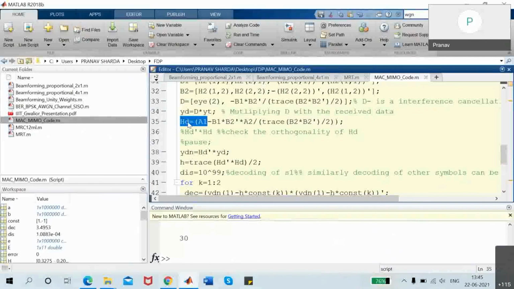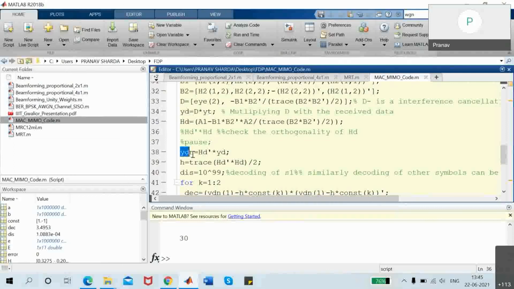HD equal to defines a variable, matrix HD, A1 minus B1 B2 Hermitian into A2 by trace of B2 B2 Hermitian by 2, right? And then we check, because you know that the Alamouti STBC exploits the property of orthogonality. So this HD has to be orthogonal, and that means you need to determine HD Hermitian, and it has to be proportional to an identity matrix if it is orthogonal.